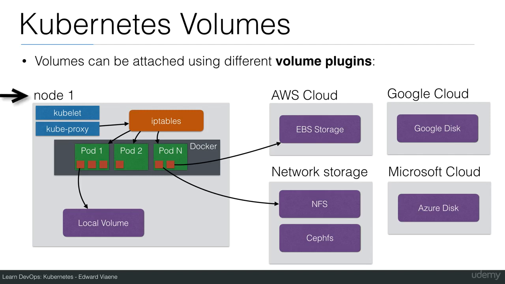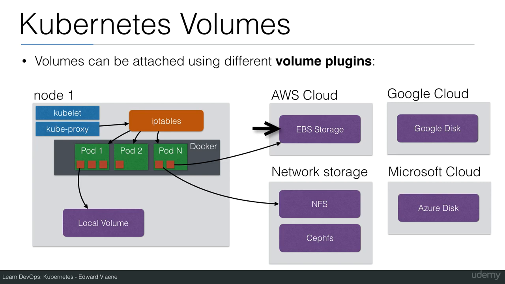On the left, we have our node with a couple of pods on, and the containers in the pod can then be used to attach a volume to. Let's say, for instance, pod 1 has a local volume attached to it, so that data can be saved on node 1 and then can be attached to another pod on the same node. The more interesting ones are the ones that don't exist on the node itself. Like if you're running on AWS, for instance, you can use EBS storage. You can attach this EBS to any node in the same AWS availability zone.